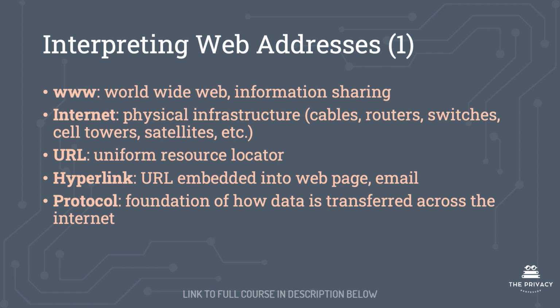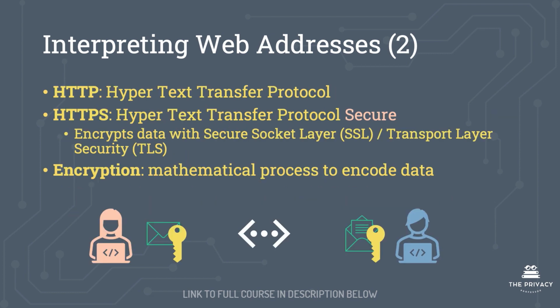URL is an acronym that stands for Uniform Resource Locator, and we're going to look at an example of that in just a moment. A hyperlink is a URL that has been embedded into a web page or an email. And finally, protocol is a foundational technology and concerns how data is transferred across the internet. HTTP stands for Hypertext Transfer Protocol, and HTTPS stands for Hypertext Transfer Protocol Secure.